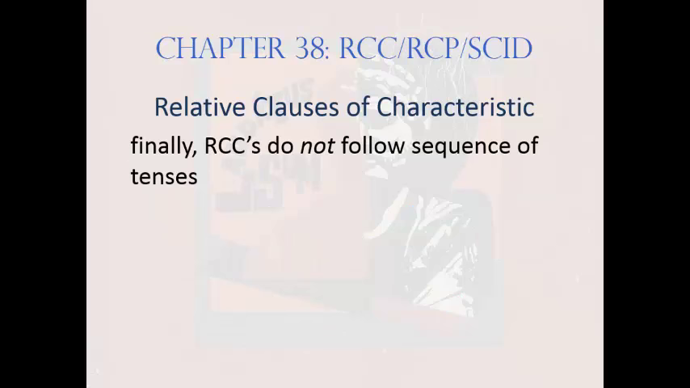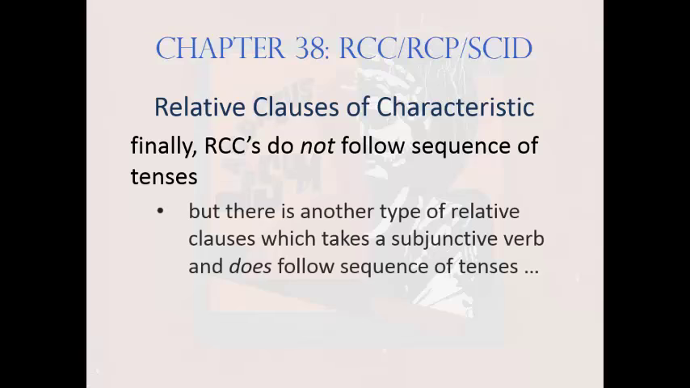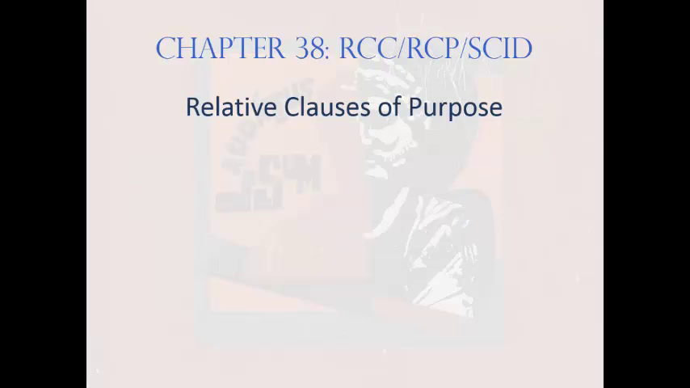Because relative clauses of characteristic, let's call them RCCs for the sake of brevity, are not tied closely to the verb of the main sentence, but instead to a noun, the relative pronoun's antecedent, it makes no sense for them to follow sequence of tenses. So they don't. But there is another type of relative clause that also uses the subjunctive and does follow sequence of tenses. The relative clause of purpose, RCP.